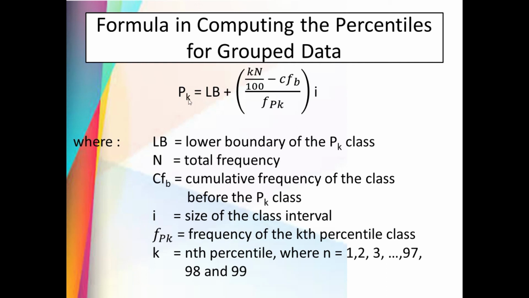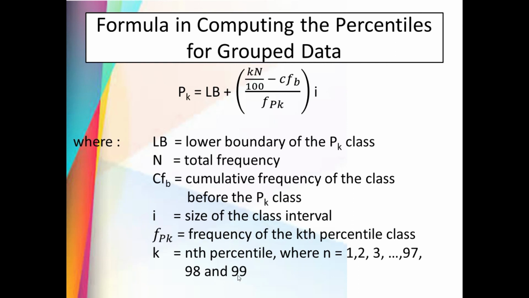Ang pinalitan lang ito. Imbis na QK or DK, P sub K naman dito. Tapos yung nandito, over 100 na kasi percentiles nga, di ba? Tapos dito, imbis na FDK or FQK, FPK naman yung nandito. Ganun pa rin yung ating legend. So, LB is the lower boundary, N is the total frequency, CFB is the cumulative frequency before, I is the size, FPK is the frequency of the kth percentile class. Ang K natin, pwedeng palitan ng 1, 2, 3 hanggang 97, 98, 99.